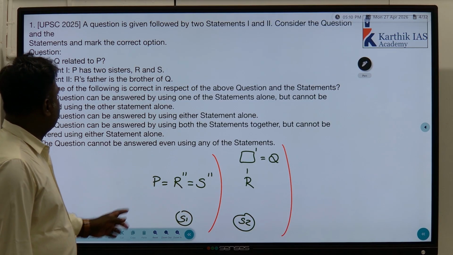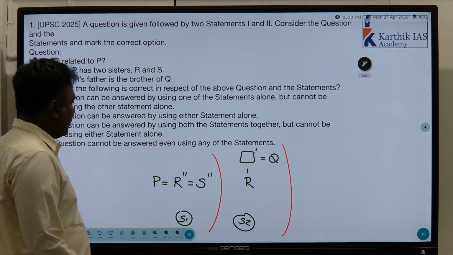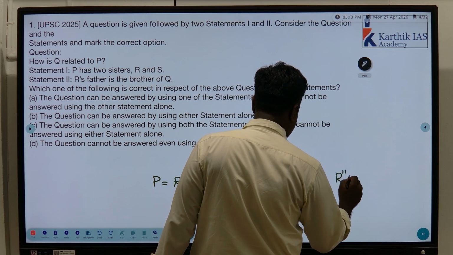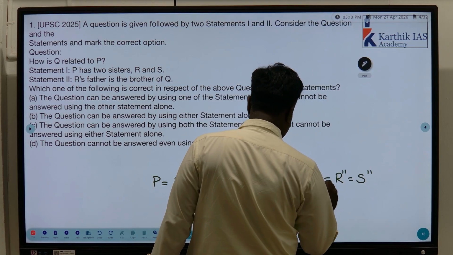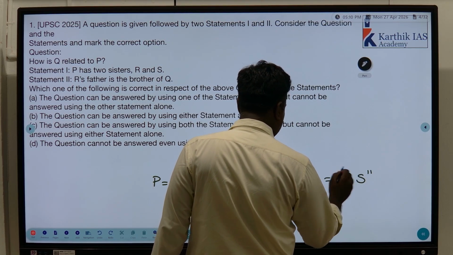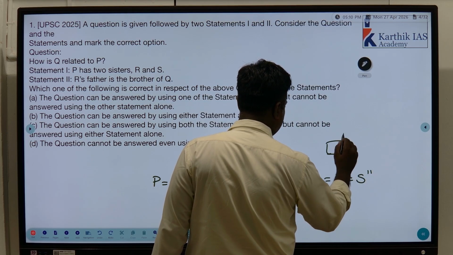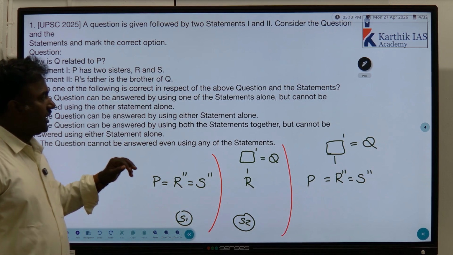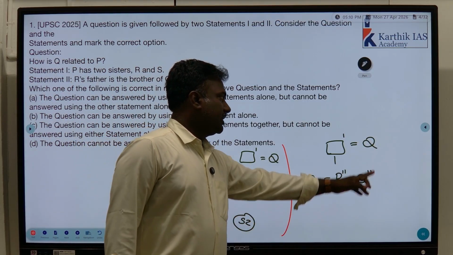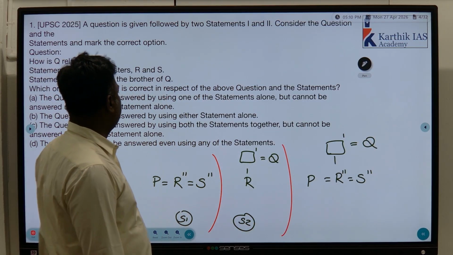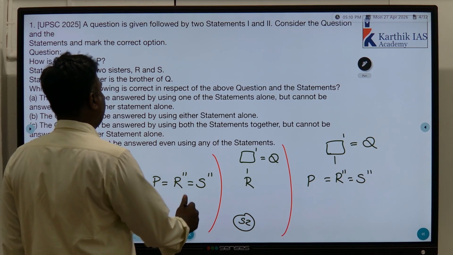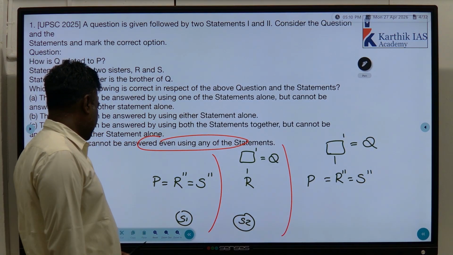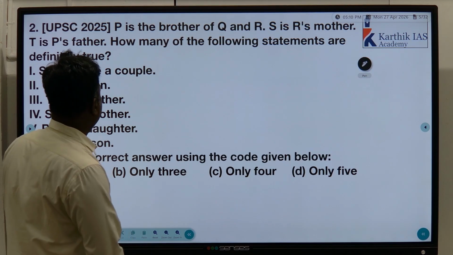R's father is the brother of Q. Understand? Clubbing these two, whether it is possible, that's what we need to think. We know that R is a sister, R and S are sisters of P. So all these fellows' father is this person and Q. Even now, how Q is related to P? Understand? Q is aunt or uncle, we don't know. So the question cannot be answered using any of the statements. Option D. Understand? Aunt or uncle, we don't know. Father's sibling, that alone we can conclude.